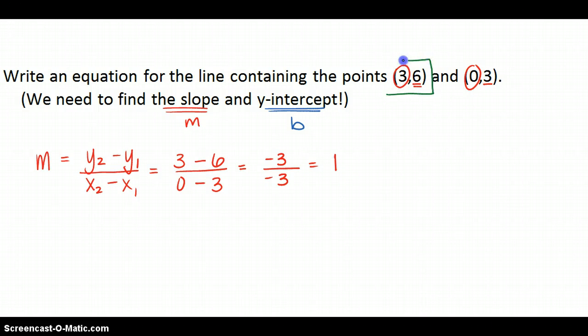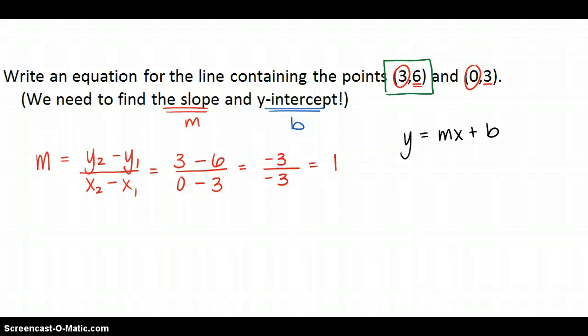I'm just going to choose the first point to make it easier. And we're going to try to solve for our y-intercept. So when we're solving for b, our y-intercept, we always start with our slope-intercept formula. So we start with y equals mx plus b.